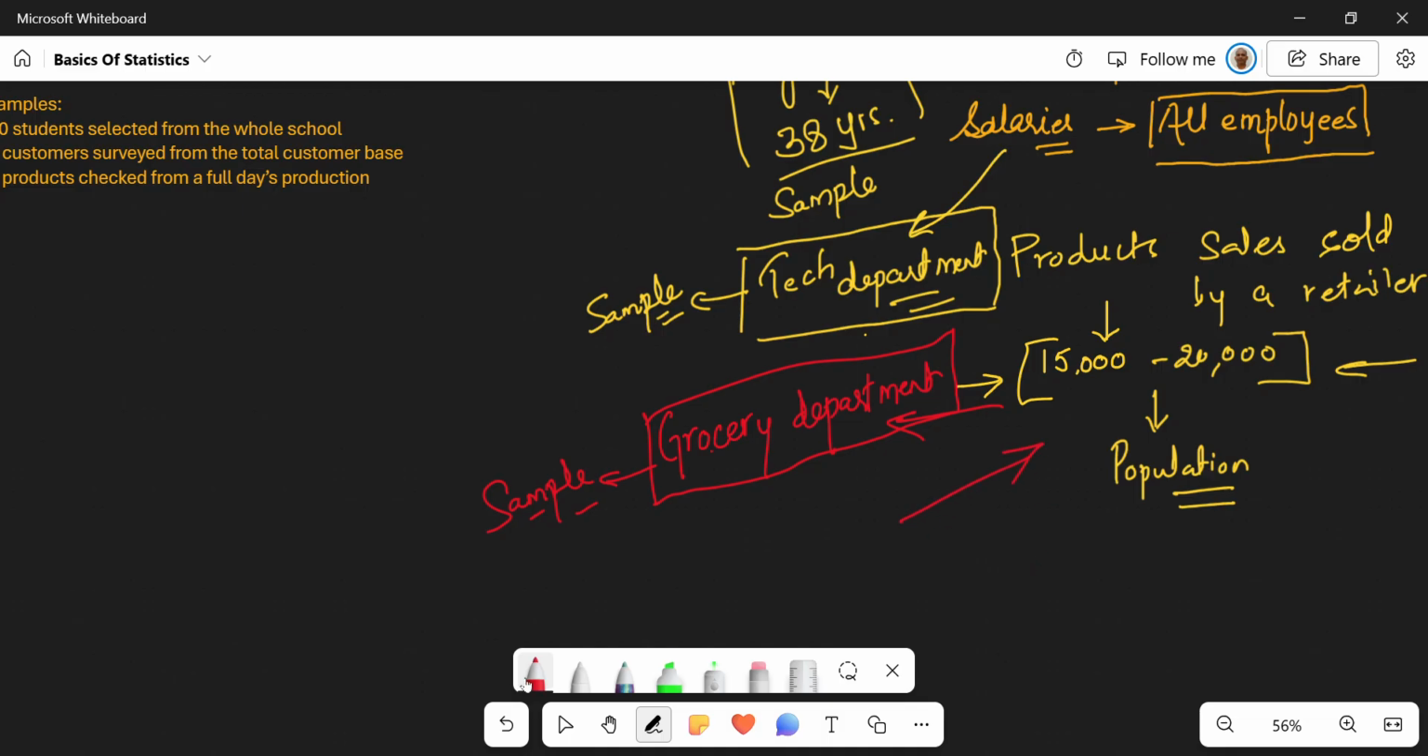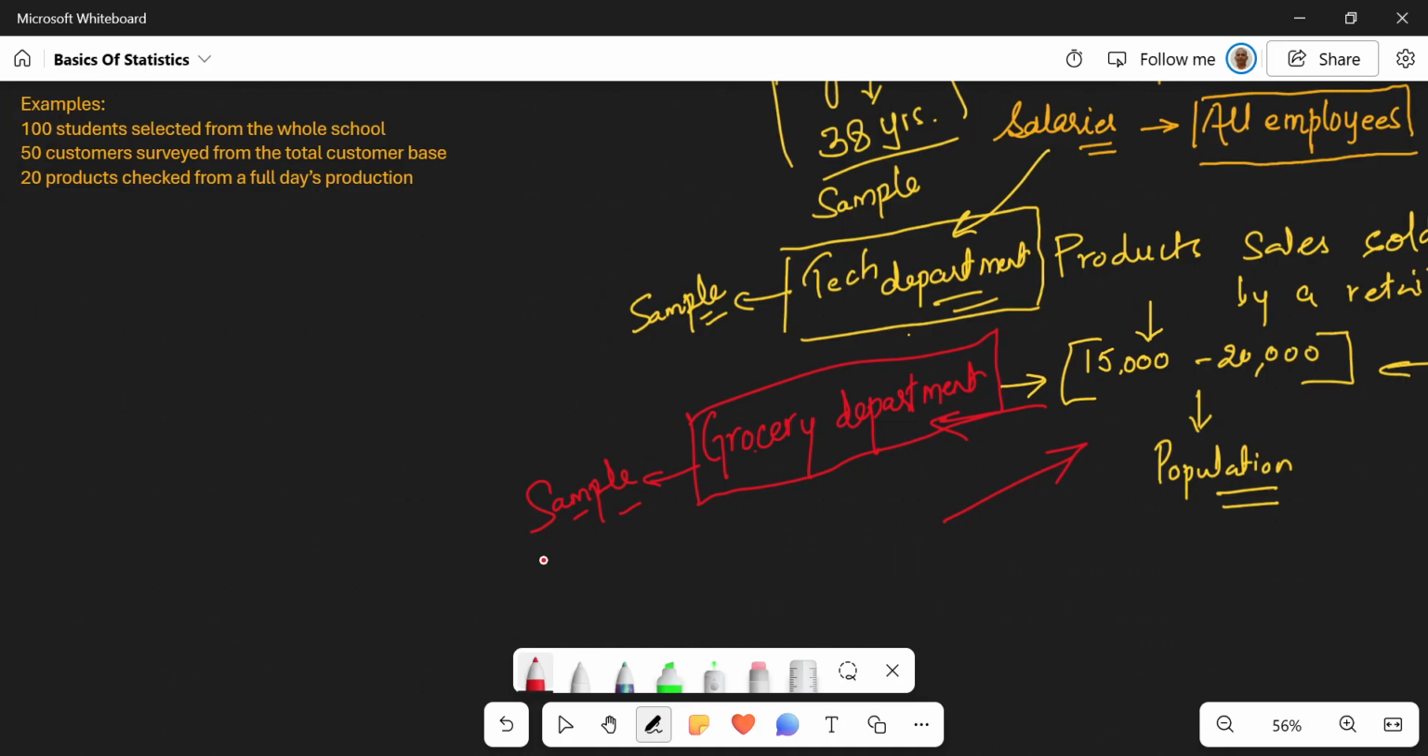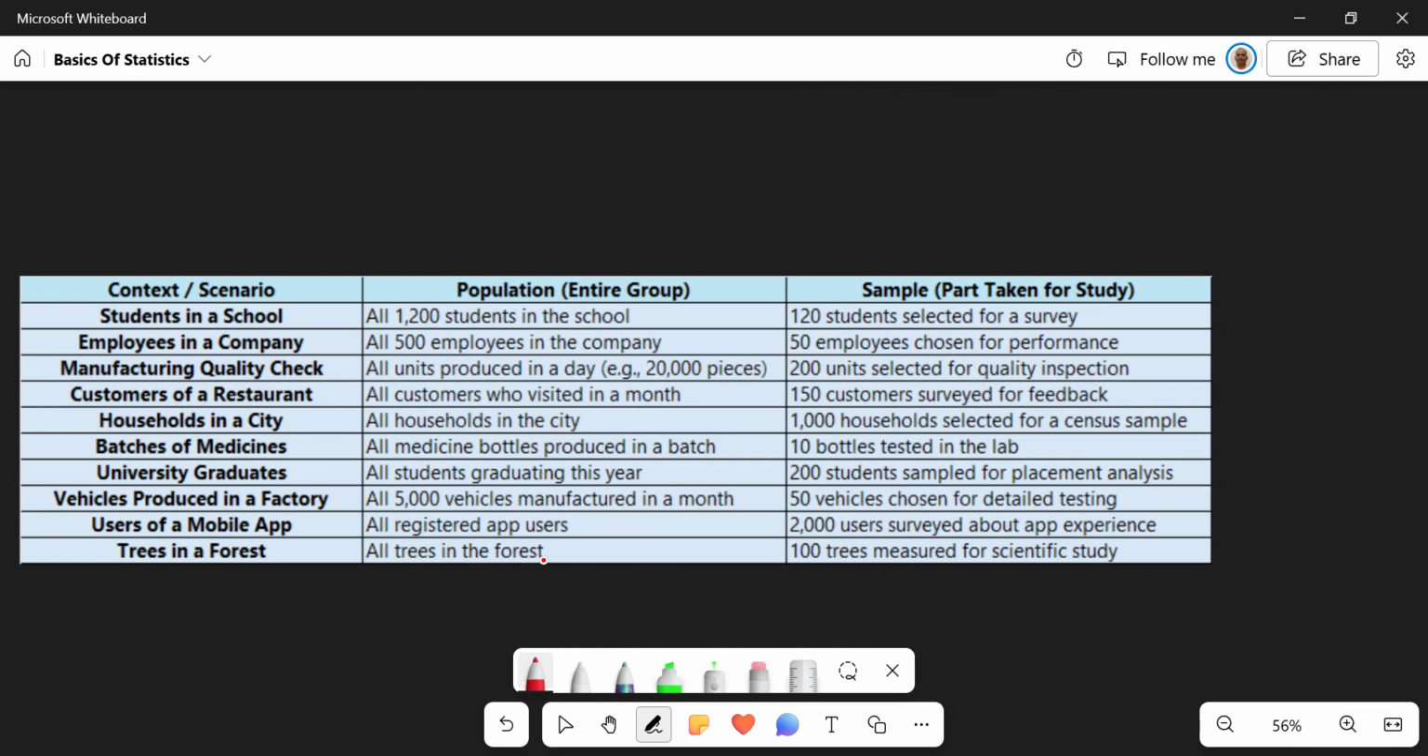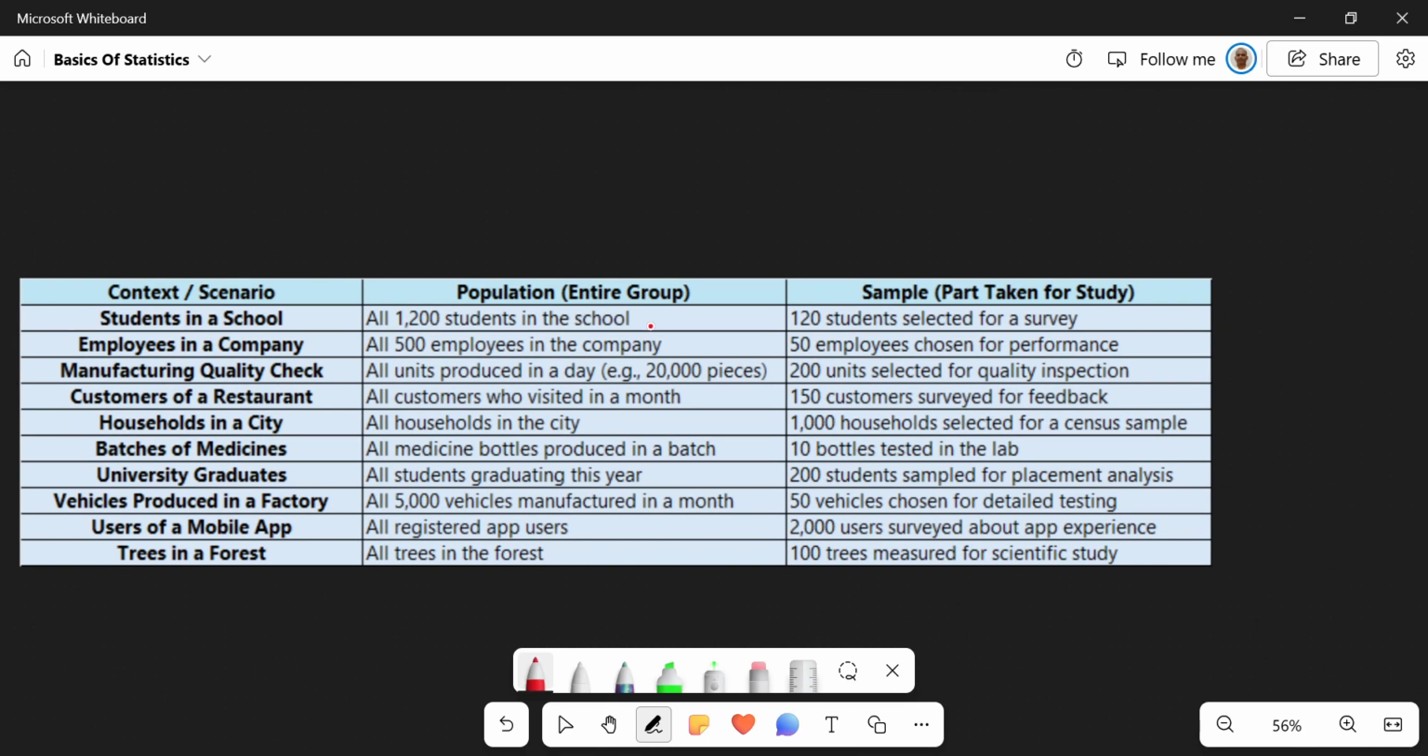I'll show you a table which can have more examples on this, and then you can understand better. So this is the table, right? So students in a school. There are 1200 students in the school, and I take all 1200 of them to study something about them.